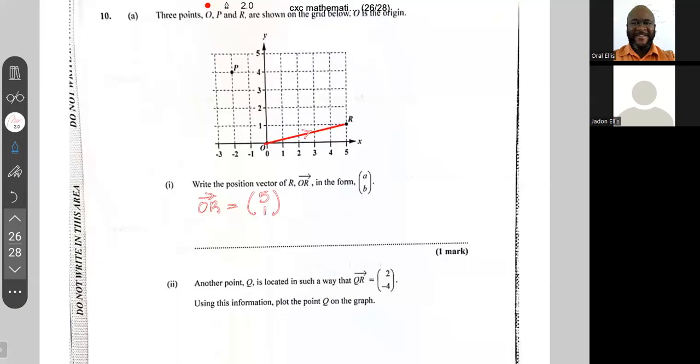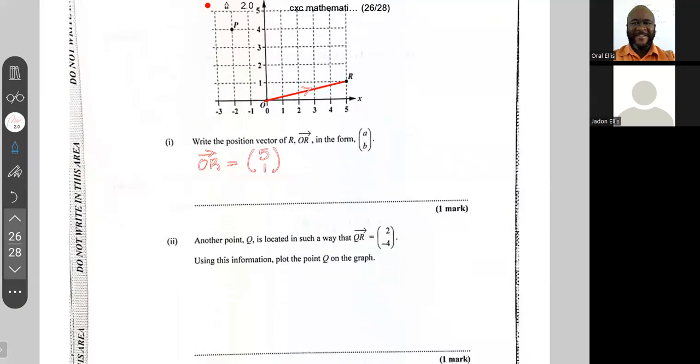Now here's the problem. I don't have Q on the board, but I have R on the board. So you know what I'm going to do? I'm going to find out what RQ is. RQ and QR are inverse vectors. So whatever QR is, RQ is the negative of it. Since QR is (2, -4), RQ is (-2, 4).